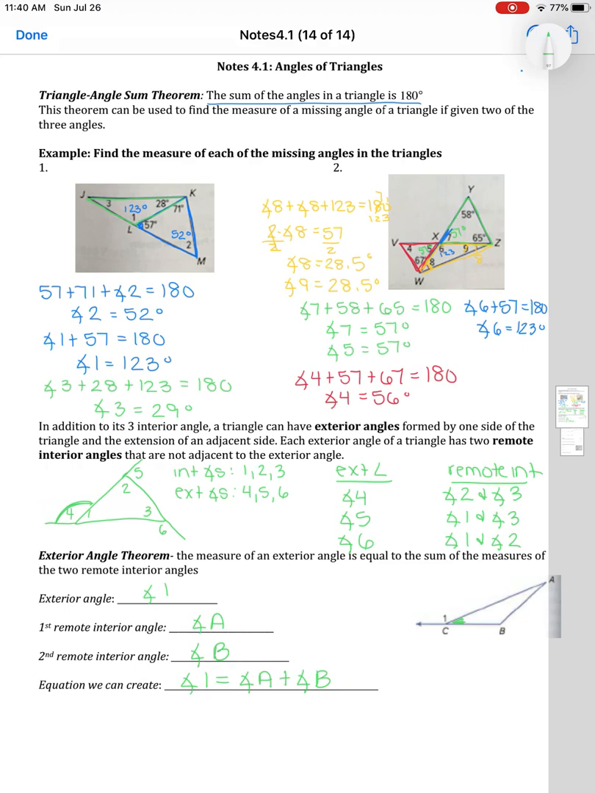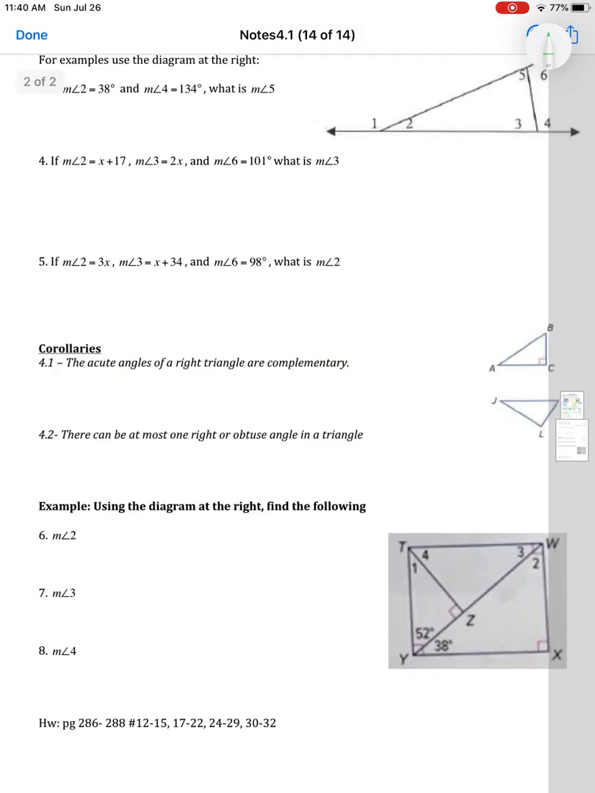Now the measure of the exterior angle is equal to the sum of the measures of the 2 remote interior angles. So if we look at that diagram on the right, our exterior is angle 1. The one next to it cannot be the remote interior, so that means one remote interior is angle A, the other one is going to be angle B. And what this theorem says is that the exterior angle is equal to the sum of the 2 remote interior angles. So angle 1 is equal to angle A plus angle B.